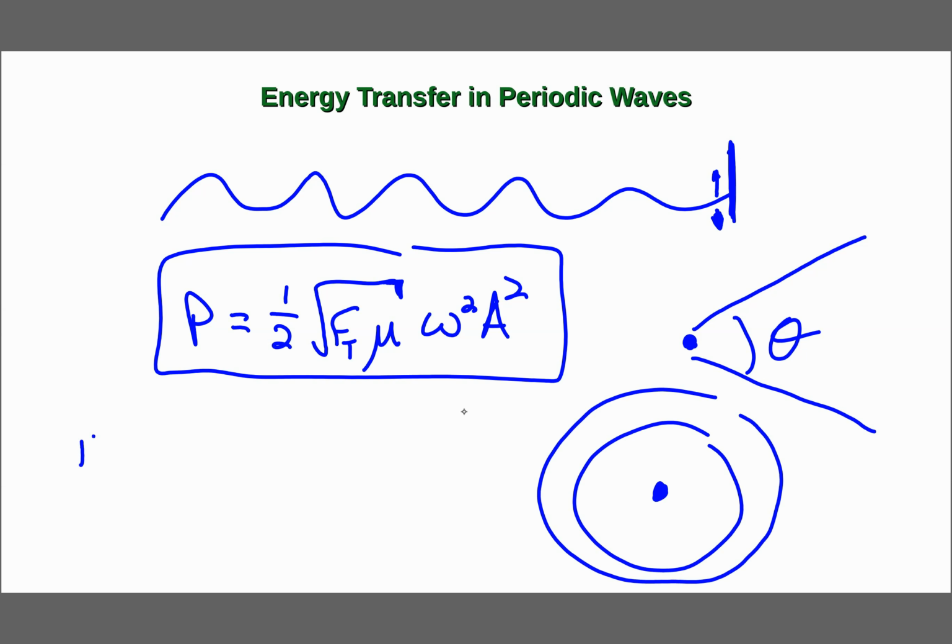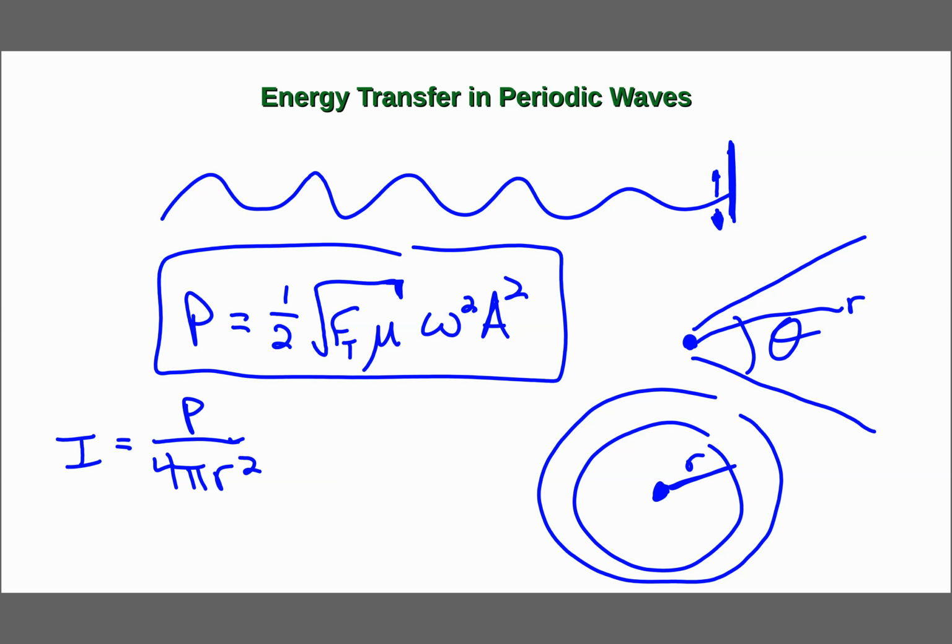So this intensity is equal to P over 4 pi r squared, where r is the distance out from the source here, or to some point here, r. That's going to define the intensity.